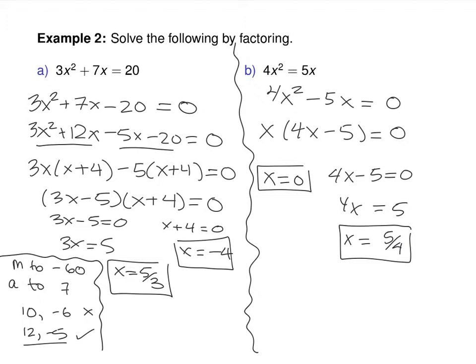So things to think about: is it an easy factor pattern? Is it a greatest common factor? Or is it the long grouping thing that I have to do? And the hint for greatest common factor is there's no constant term.